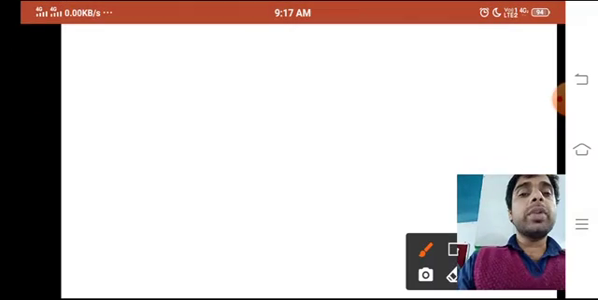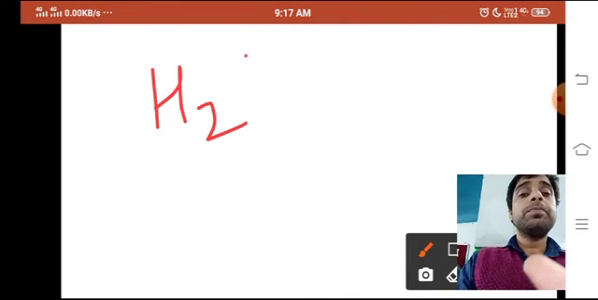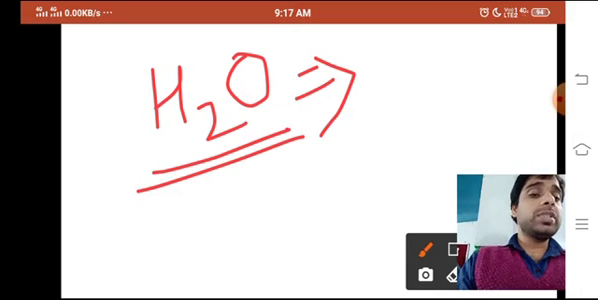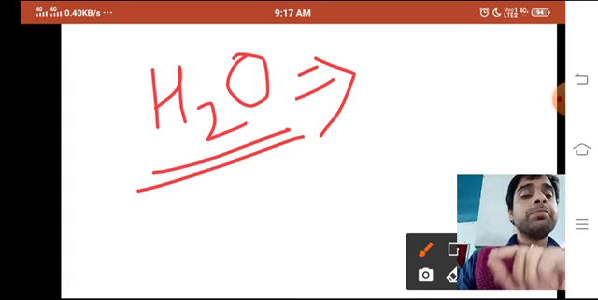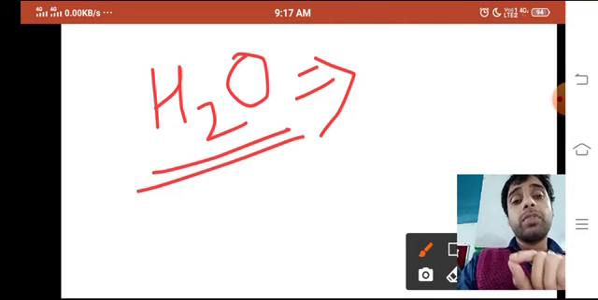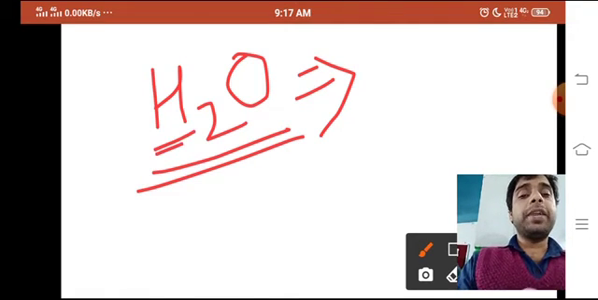How? You can see here I have written H2O. This is a molecule of a compound where hydrogen and oxygen are the elements present. You have done in the previous topics that a molecule of a compound is formed when two dissimilar atoms, two dissimilar elements, combine together. And here you can see the hydrogen is there.